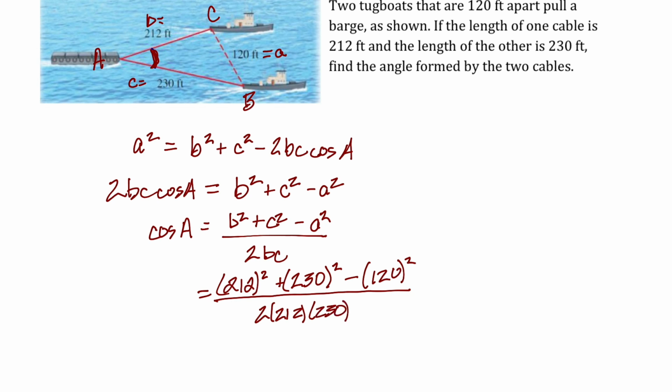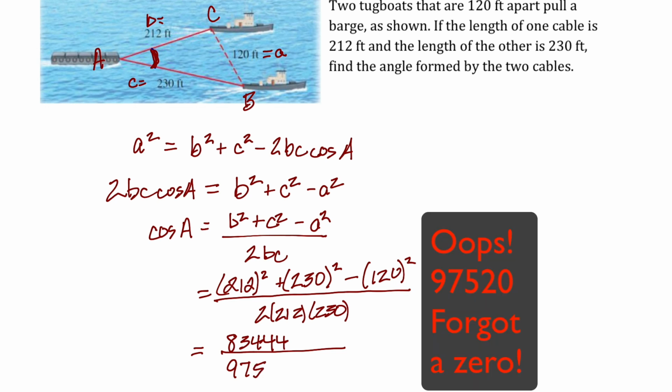So this could be punched into a calculator with not too much challenge here. I did the top and bottom separately. So the top, if I type this into a calculator, comes out to be 83,444. And my denominator was 97,520. So this is what cosine A is equal to.